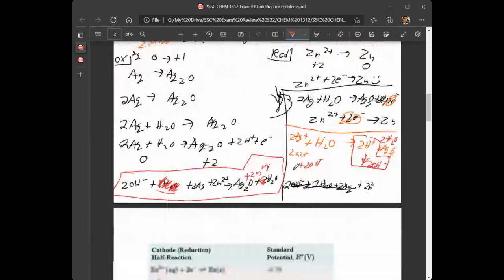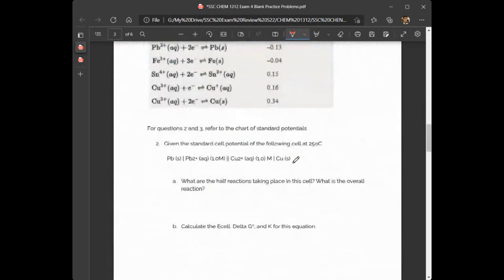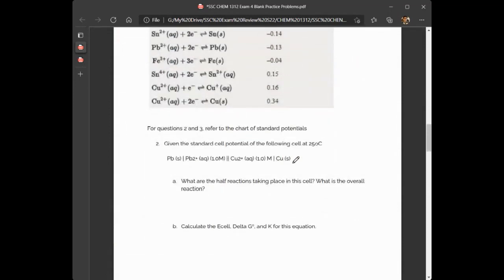Okay, that being said, let's move on to the next problem. For questions 2 and 3, we're given the standard cell potential at 25 degrees Celsius, so we're at standard conditions. We have that notation. A asks us: what are the half reactions taking place in the cell? What is the overall reaction?